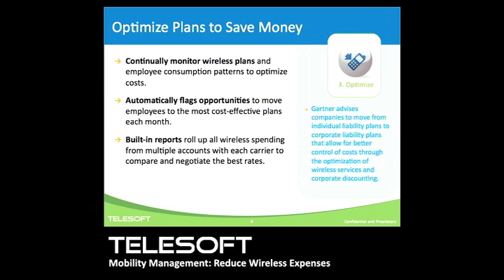Optimize the plans to save money. We want to continually monitor your wireless plans and the employee consumption patterns so that you can start working on optimizing your costs. And then we want to automatically flag opportunities to move employees to the best plan that they should be on. So if I'm Sharon Young and I'm on a plan that gives me 500 minutes and it's $10.99 a month, but Sharon Young is constantly on the phone for 550 minutes a month, then we need to see about getting Sharon Young on the next plan.